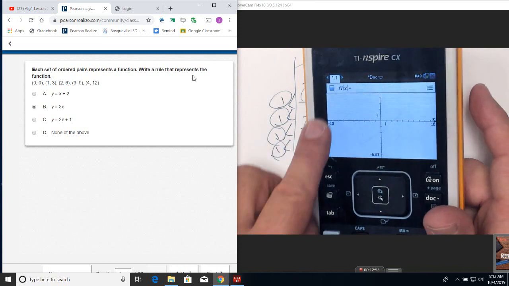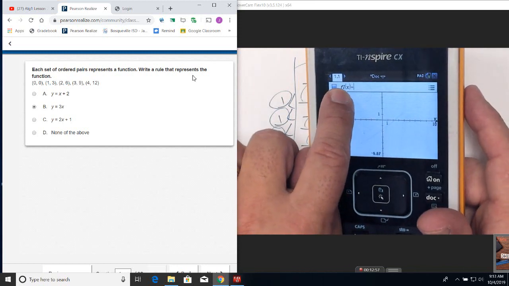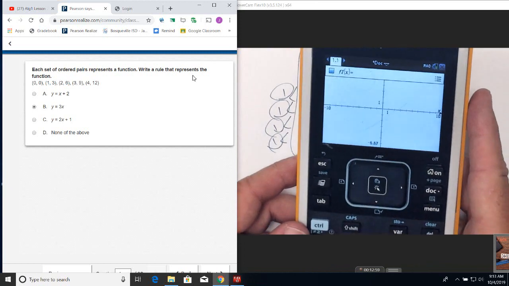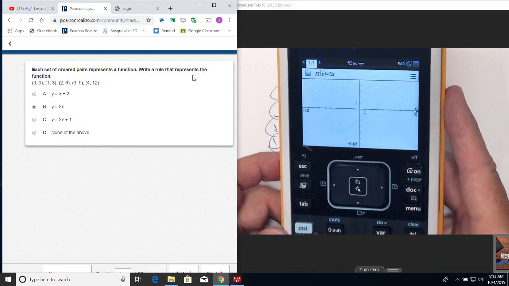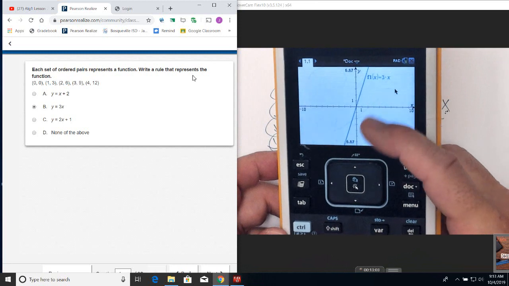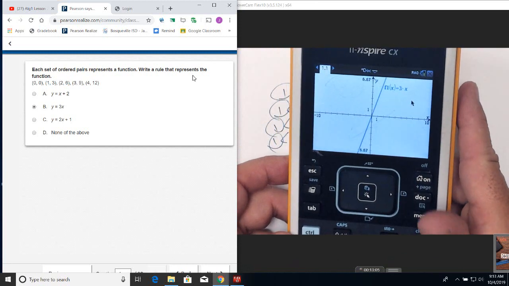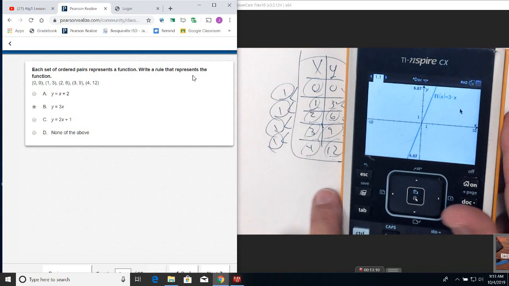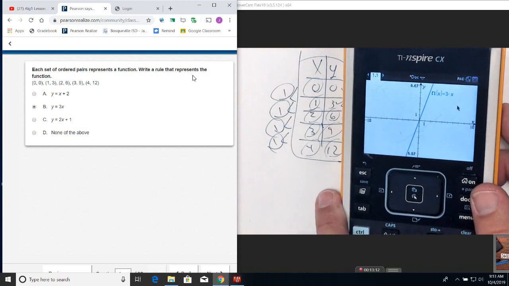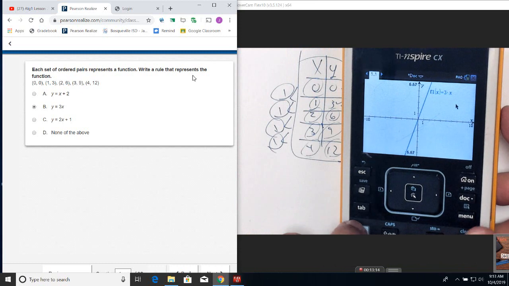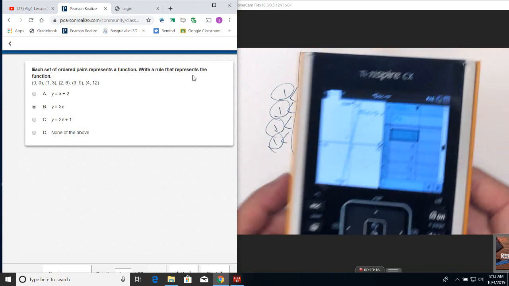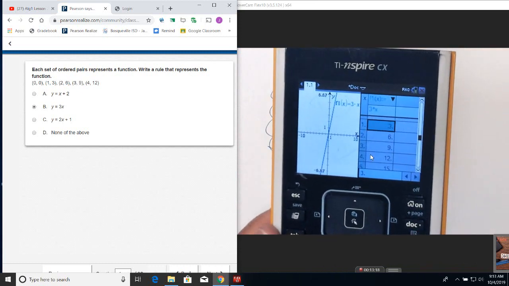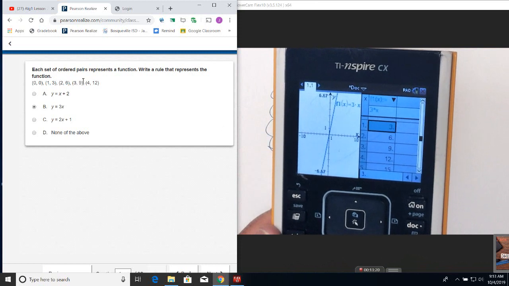And I could have plugged in y, or f of x in function notation, is equal to 3x. Watch. And then hit enter. Well, that visual picture of the line doesn't help me with a table of values that I recreated from the ordered pairs. So I can just call up the table by going to Control T. And look, there's a table of values that is related to this ordered pairs, right?